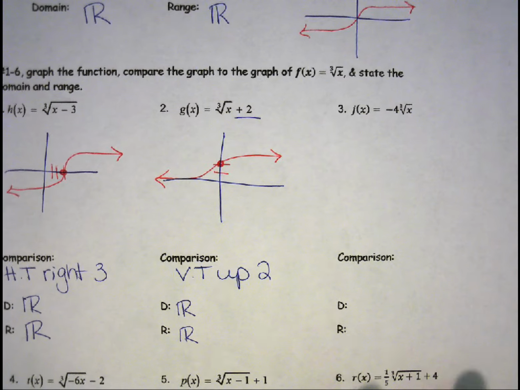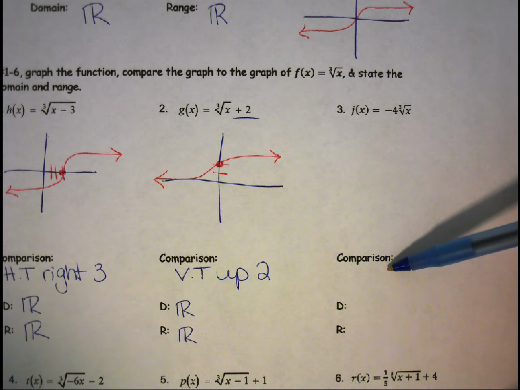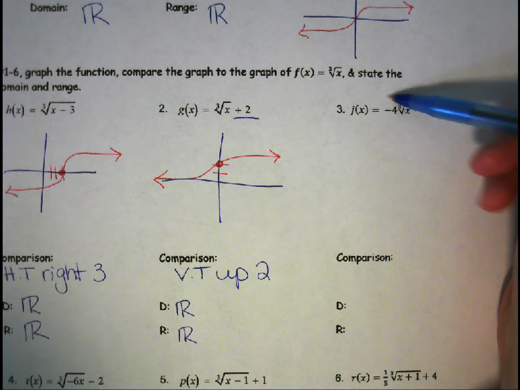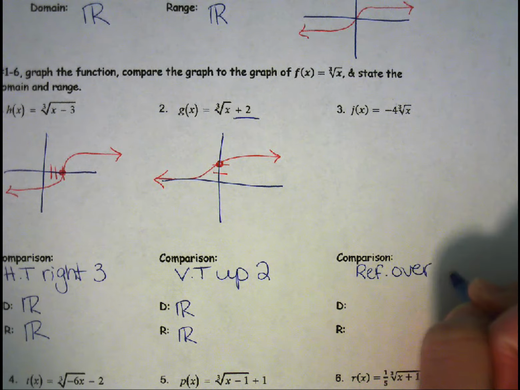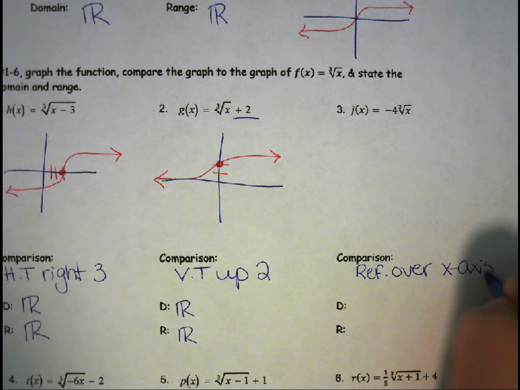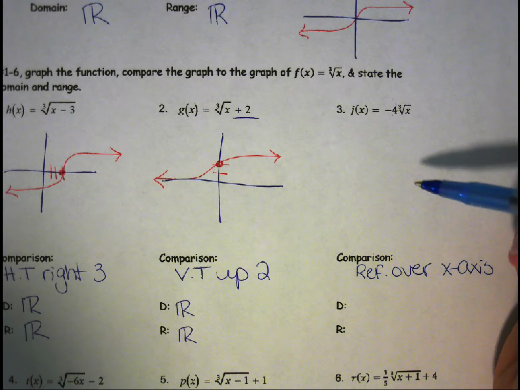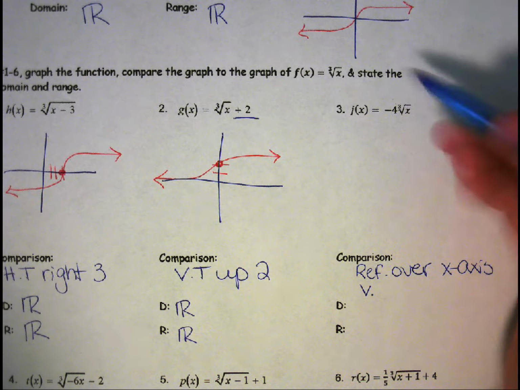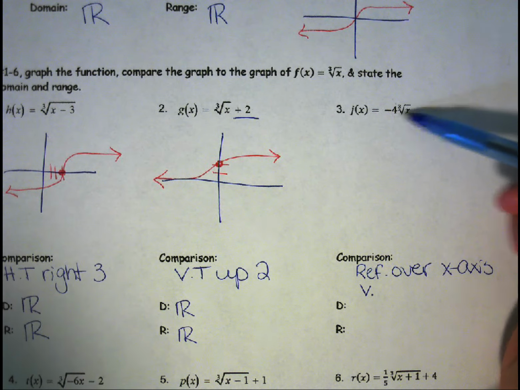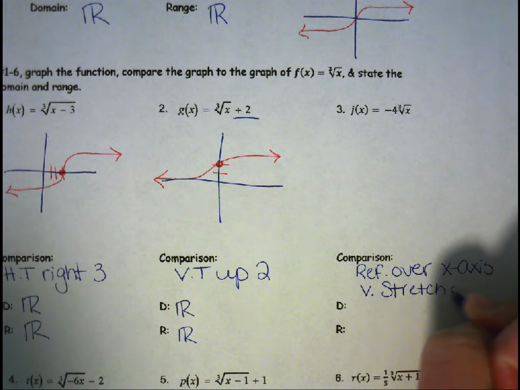All right, number 3. We've seen this negative before, so we should know what this is going to be. So we could do our comparison right now without even graphing it. The negative on the outside is a reflection over the x-axis. A negative on the inside is a reflection over the y-axis. And then a 4 on the outside we know is going to be a vertical. And notice this is outside and it's multiplied, so that's a vertical stretch of 4.